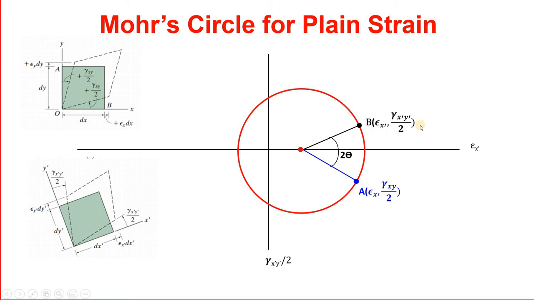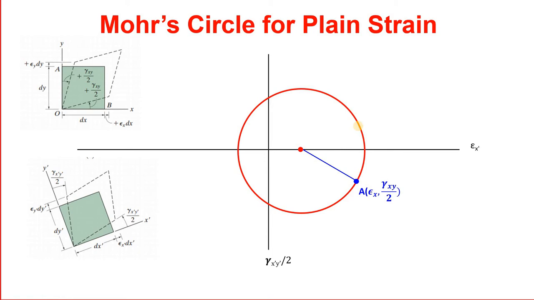So this point B will give you the state of strain for angle theta. You need to go 2 theta from the reference line, and this point B will give you coordinates epsilon x prime and gamma x prime y prime by 2. Keep in mind this is gamma x prime y prime by 2. So if this value is, let's say, 75 into 10 raised to the power minus 6, naturally gamma x prime y prime itself will be double of that value, because you can read only half of gamma x prime y prime from this graph. This is something that you need to keep in mind.